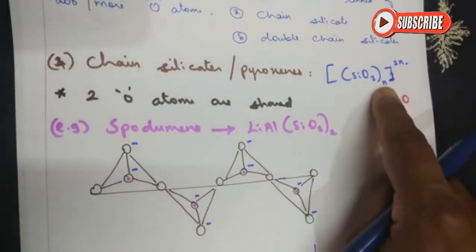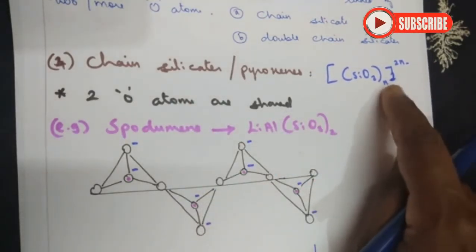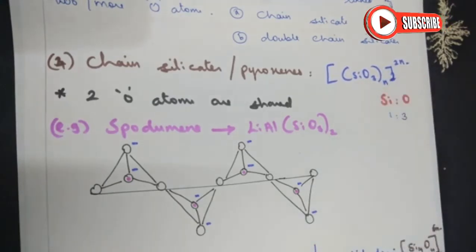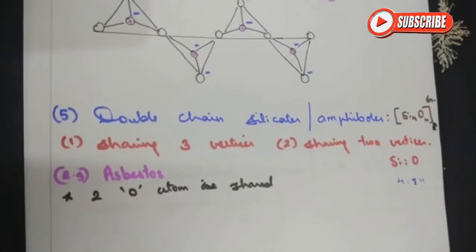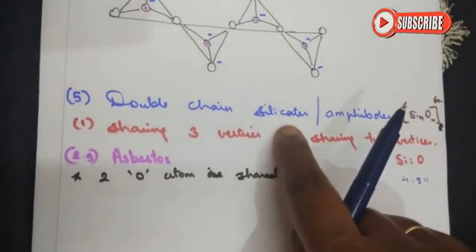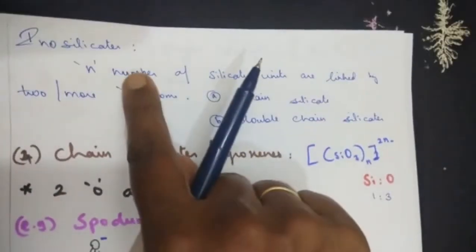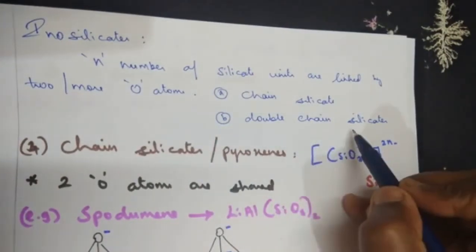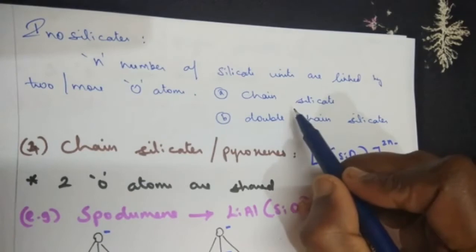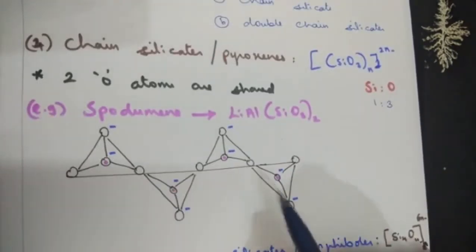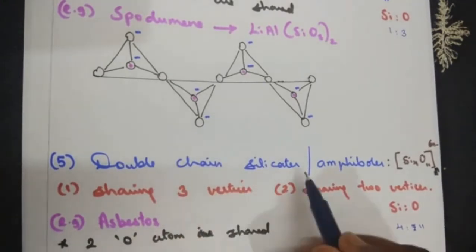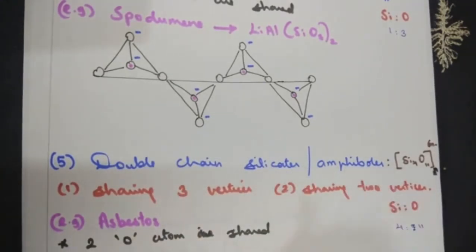Here again, like the previous question, calculate the n value. In terms of n, you substitute the number that is given to you. You will get the charge over them. Moving on to double chain silicates. So under inosilicates, we have two categories, chain silicate and double chain silicate. Chain silicates are also called linear silicates. Moving on to the double chain silicates, they are also called amphiboles.